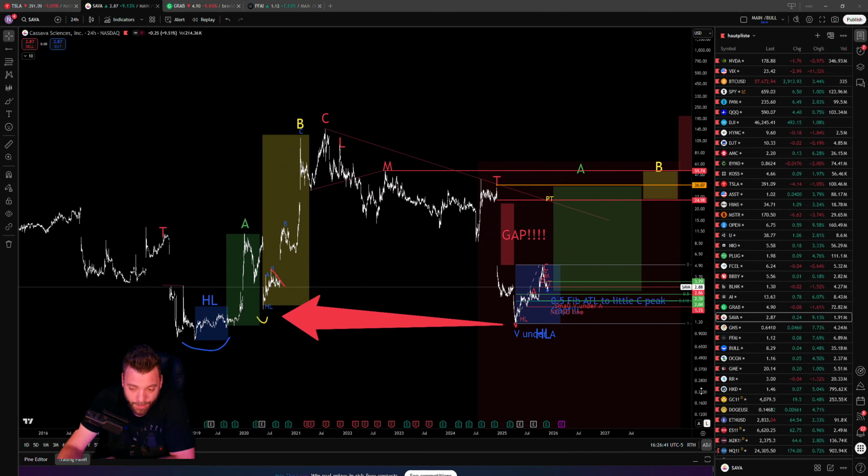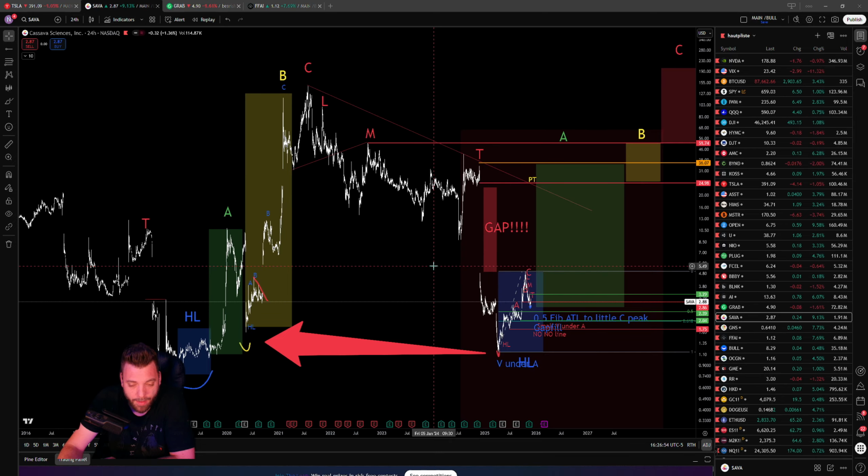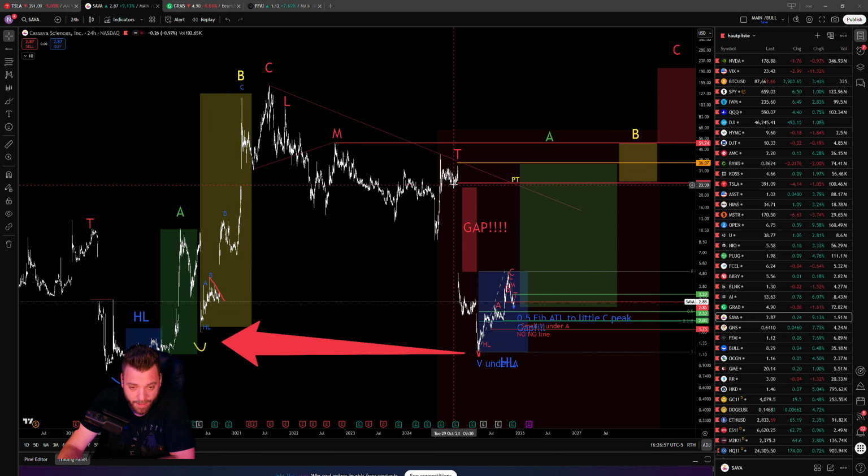Well, and what did we do here? We did our V, our A with perfect pullback, our B with perfect pullback, C, lower peak, midpoint T, gap down. And what I'm looking for is this gap fill here. From $4 to 25. And for the bullish version, we are right now in our higher low. The next move should be gap fill.